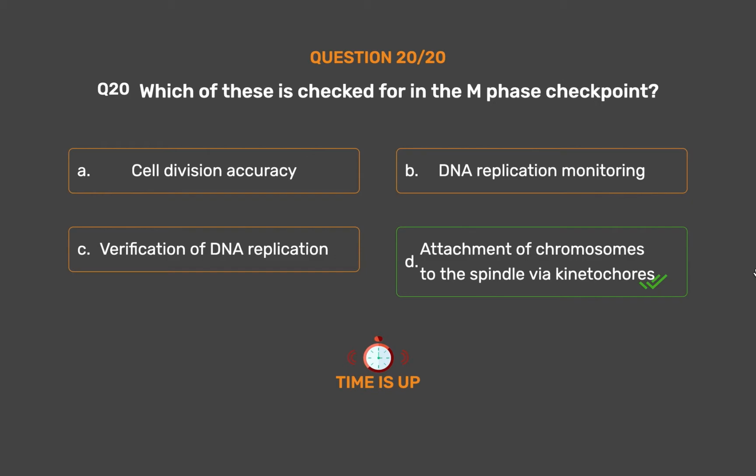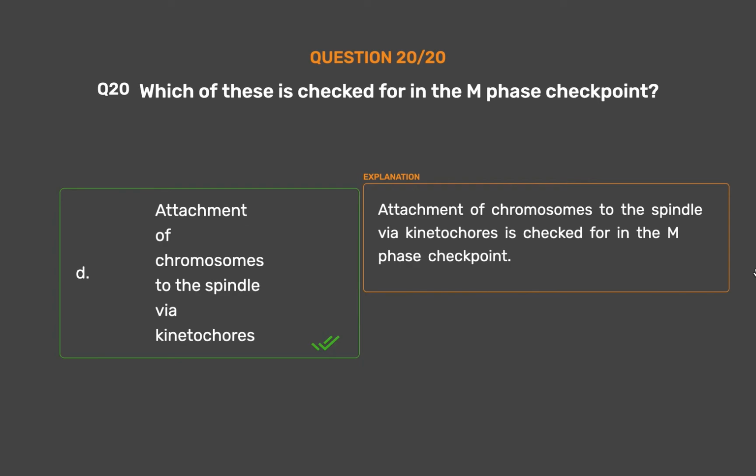Attachment of chromosomes to the spindle via kinetochores. Attachment of chromosomes to the spindle via kinetochores is checked for in the M-phase checkpoint.